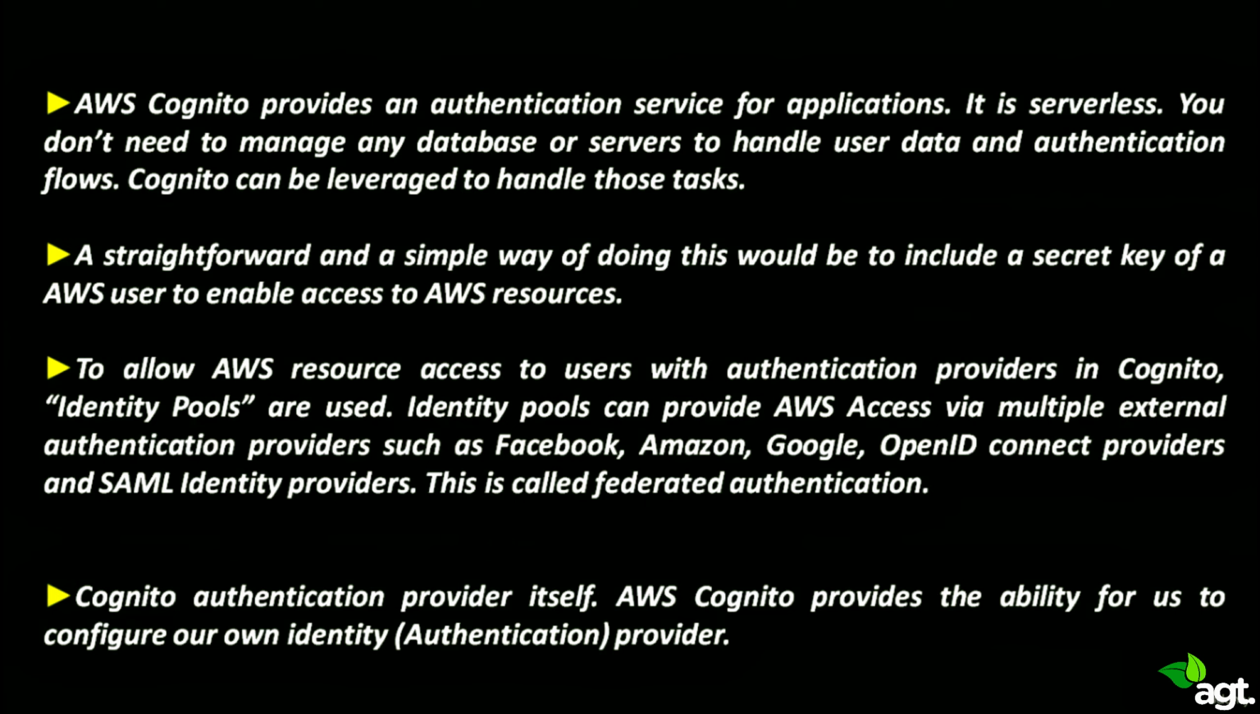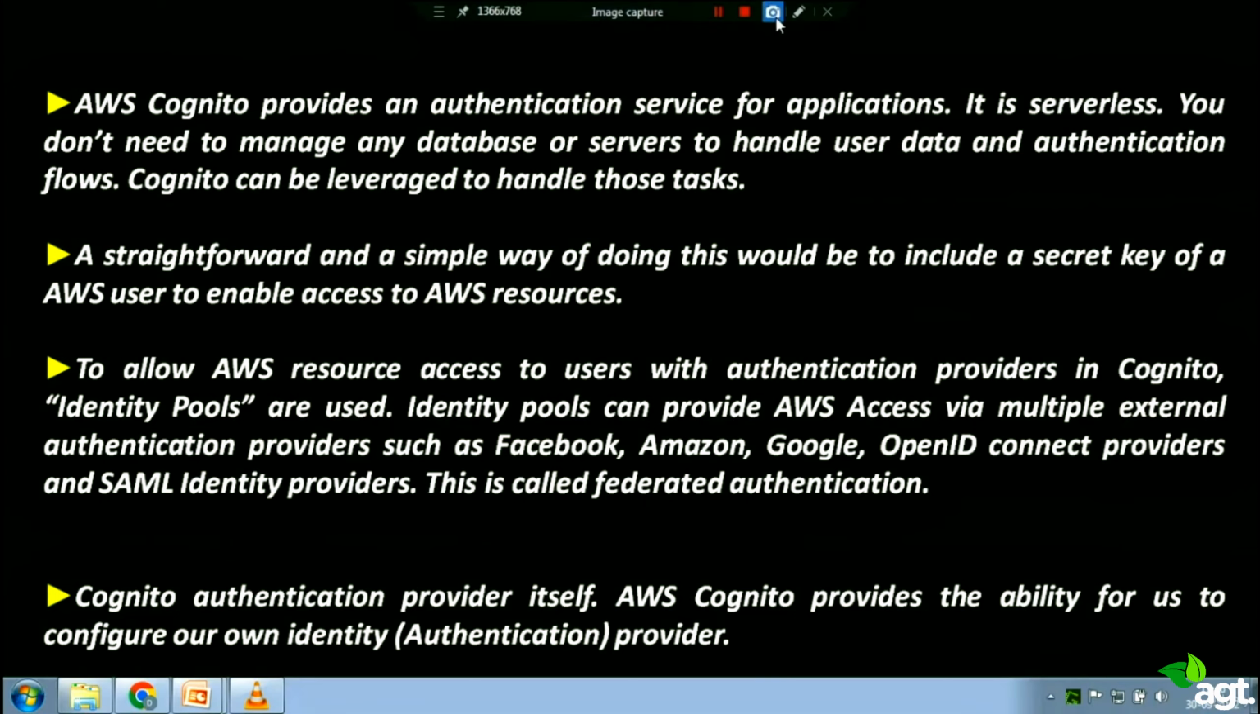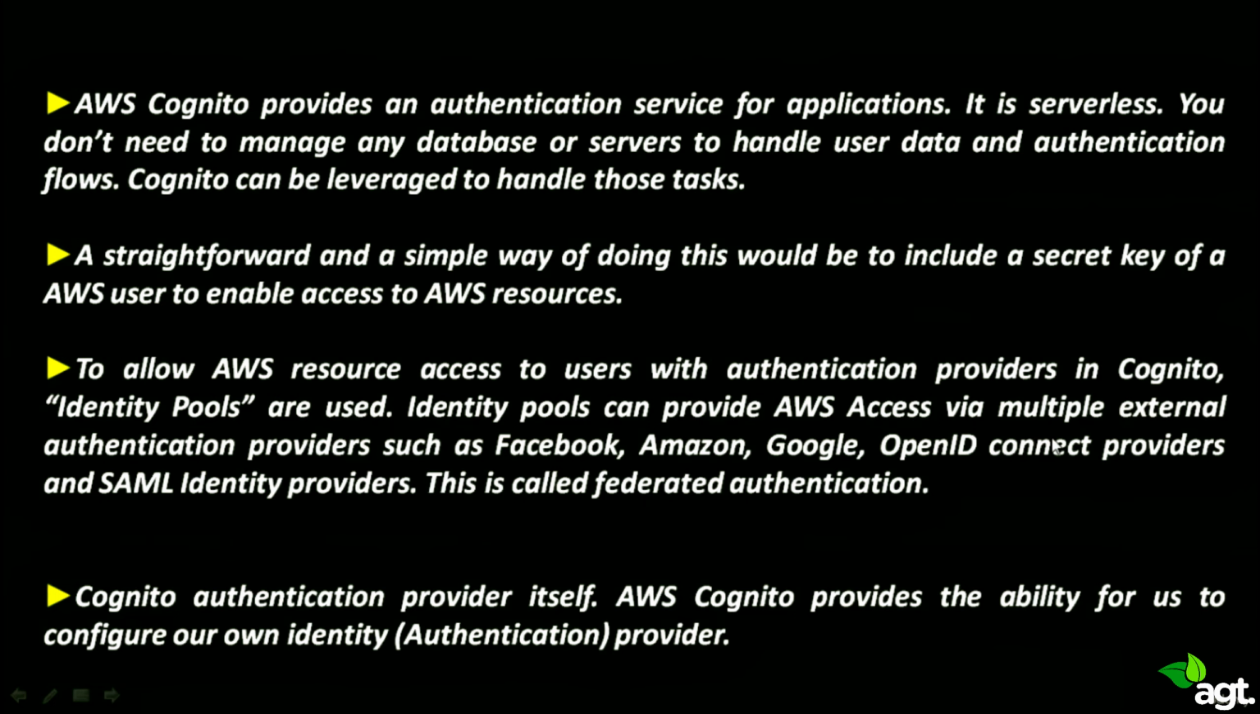A straightforward and simple way of doing this would be to include the secret key of an AWS user to enable access to AWS resources. But this is less secure, and it's not possible to restrict access to certain users. That's where user authentication comes into play, either with AWS Cognito or with external authentication providers. To allow access to AWS resources for users with authentication providers in Cognito, identity pools are used. Identity pools can provide AWS access via multiple external authentication providers such as Facebook, Amazon, Google, OpenID Connect providers and SAML identity providers. This is called federated authentication.